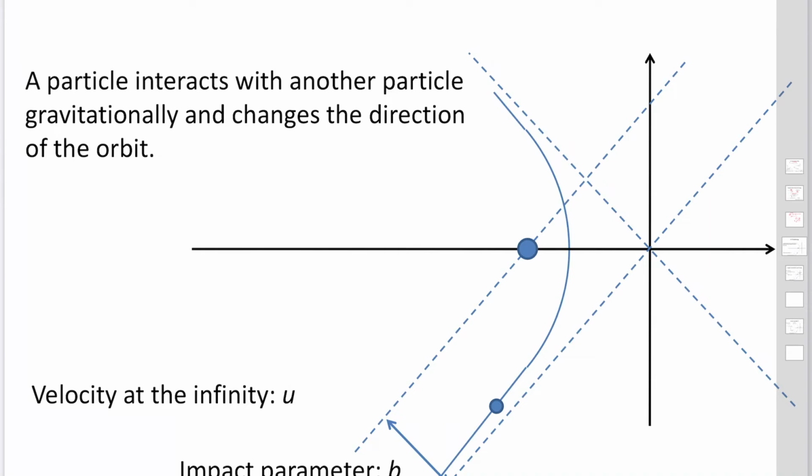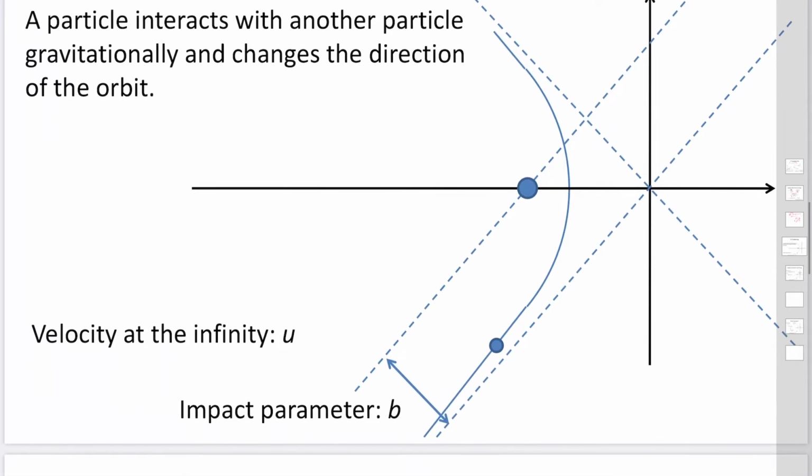A particle interacts with another particle gravitationally and changes the direction of its orbit. One of the particles is approaching from infinity. If there is no force acting between the two particles, this particle follows these lines, and the shortest distance between the two particles is b. This is b. We call it the impact parameter.